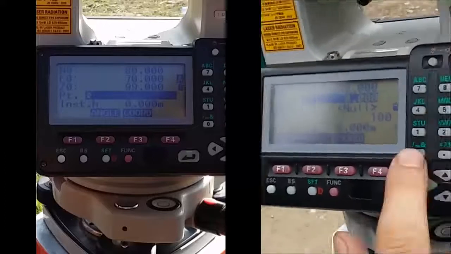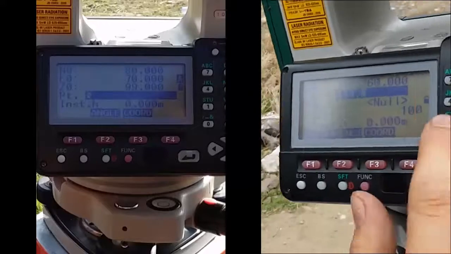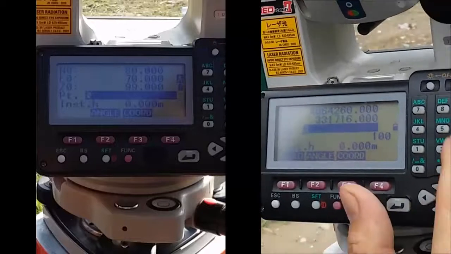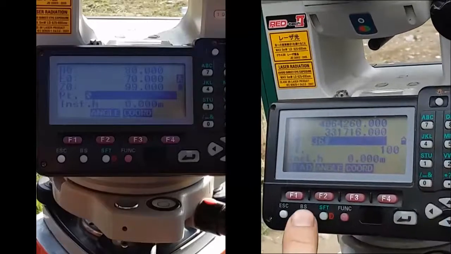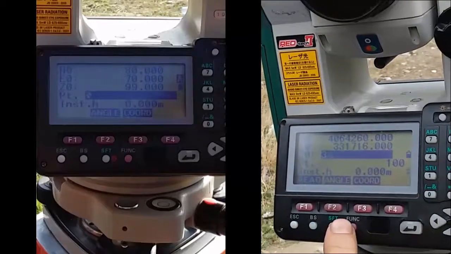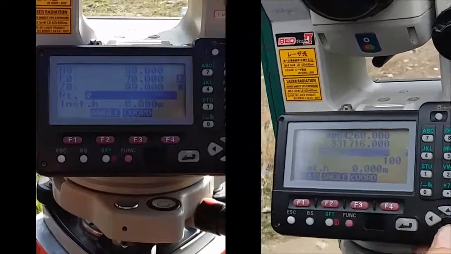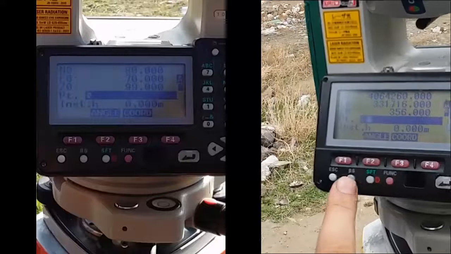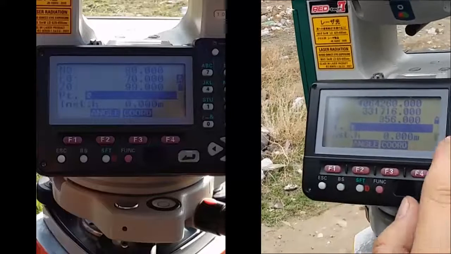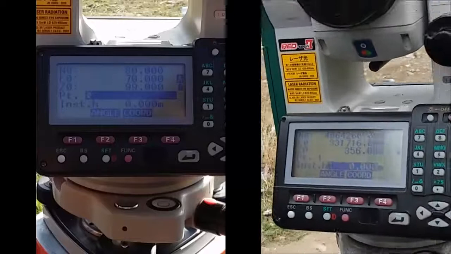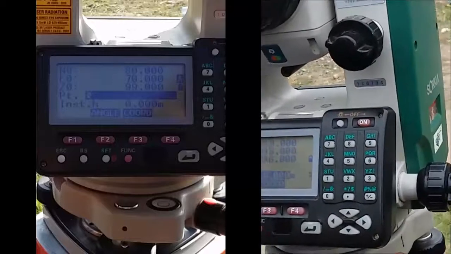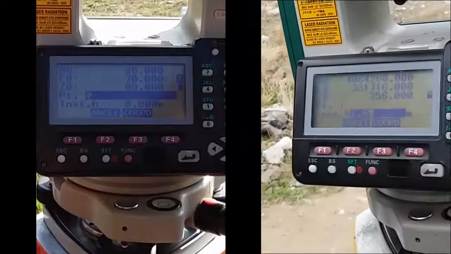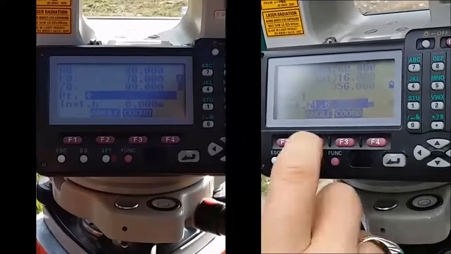Entering the easting data, 331,716. Next is elevation. The elevation is 356. Point number we can assign, for example, point number 1. Height of instrument. You have to always measure the height of your instrument from the measure line. We have already measured, 1.6 is the height of instrument.